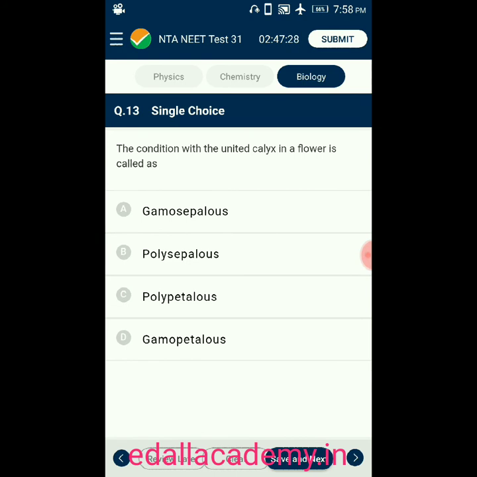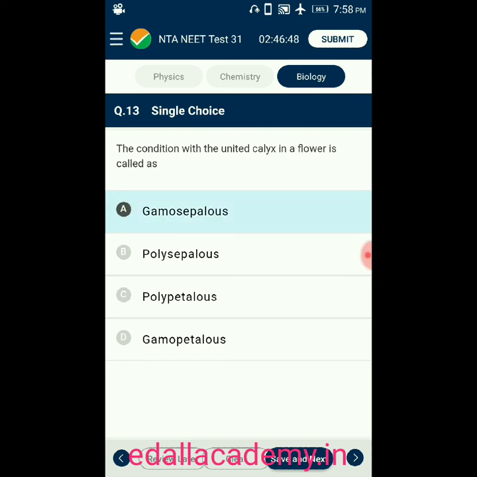Question number 13. The condition with the united calyx in a flower is called as. The calyx is the outermost whorl of the flower. It is made up of units called sepals. These sepals can be united or they can be free from each other. The gamosepalous condition shows that the sepals are united. The polysepalous condition shows that the sepals are free from each other. So the answer for this question is option A.